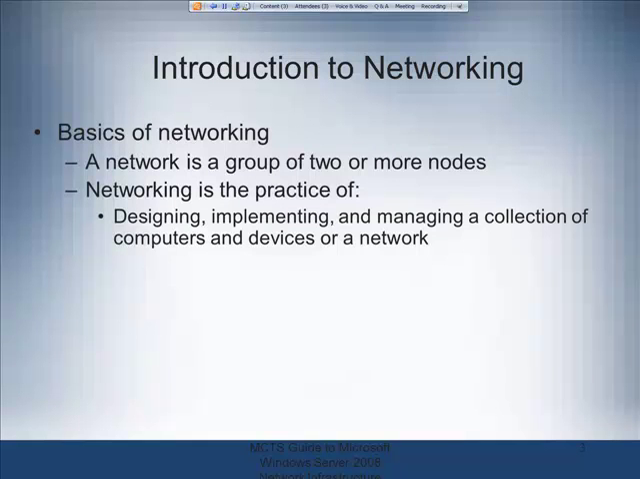Basics of networking: a group of 2 or more nodes is a practice of designing, implementing, and managing a collection of computers. There's a number of different ways to design networks. Networking in its most basic sense is sharing of information. It doesn't have to be electronic because you guys network all the time. I mean, I know you social network. That's why we had to block Facebook, right? Social networking, sharing information. We're more concerned with digital networking where we share information maybe amongst each other. Sometimes we want to do that, sometimes we don't want to do that.